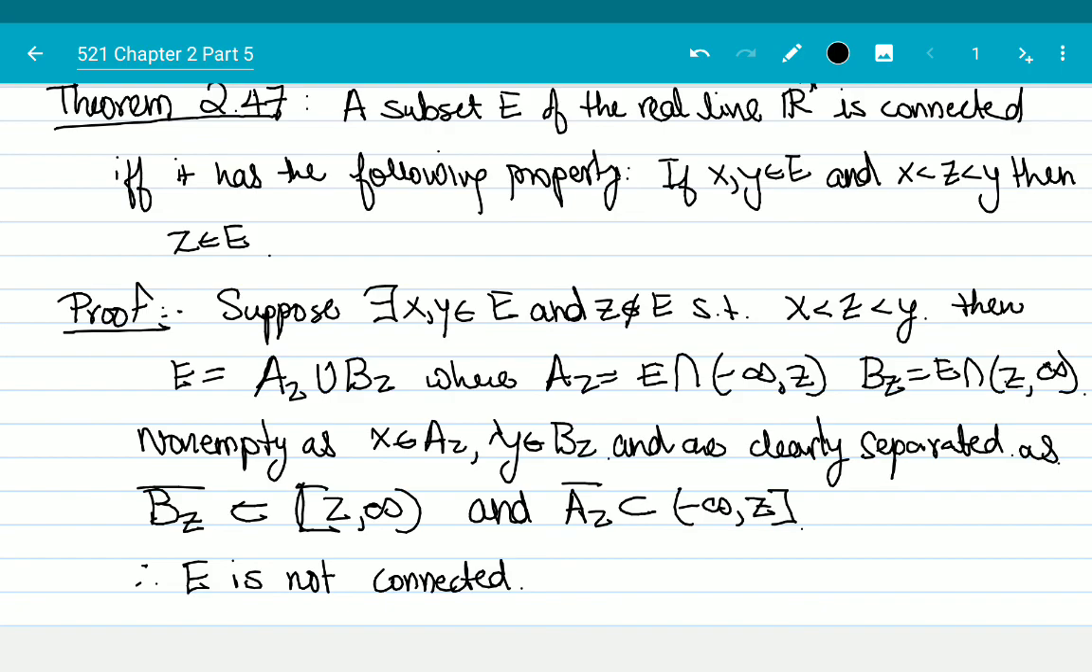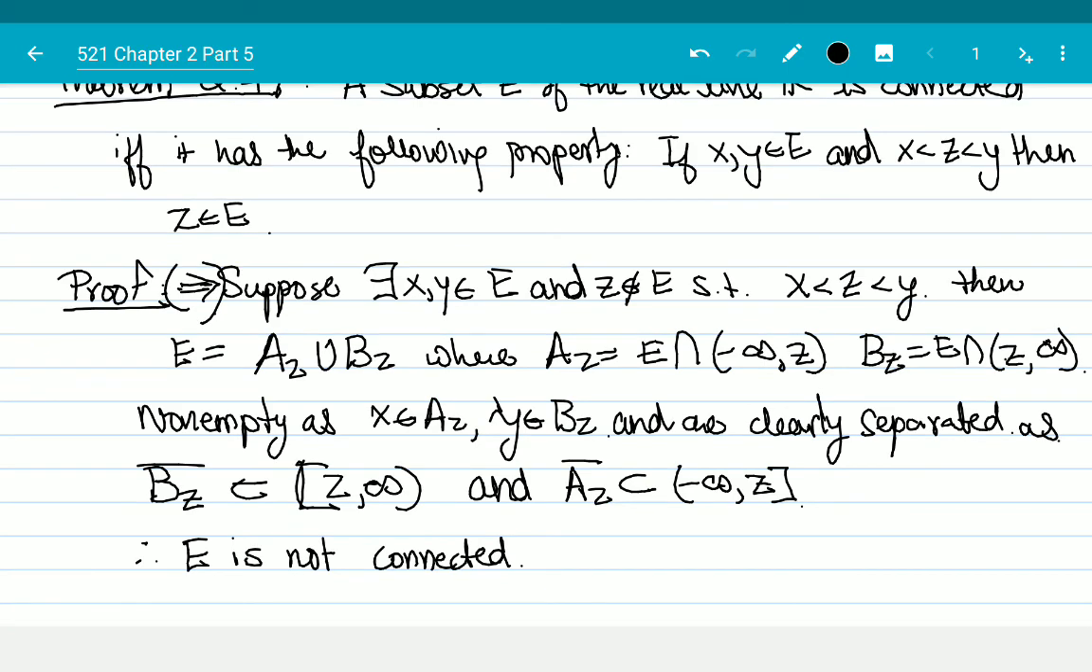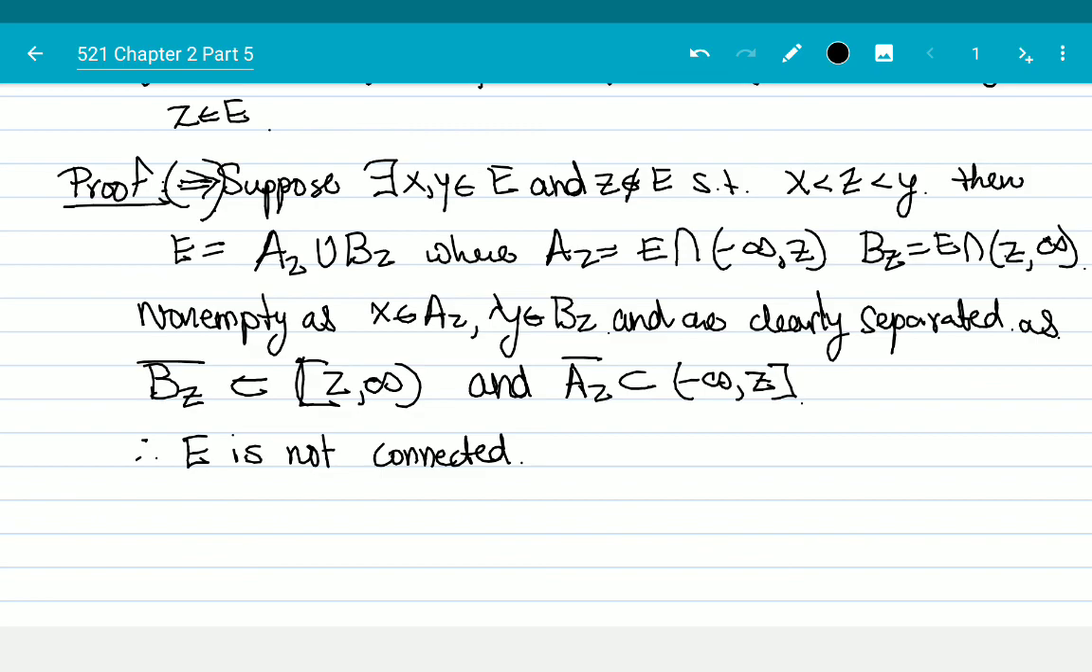So it is connected if and only if it has the following property. So we showed that if it does not have the property, then it is not connected. I'm sorry, we showed that if it is connected, it has the property by showing the contrapositive: if it does not have the property, it's not connected. Now we want to show the other way around. If it does have the property, we want to show that it is connected.